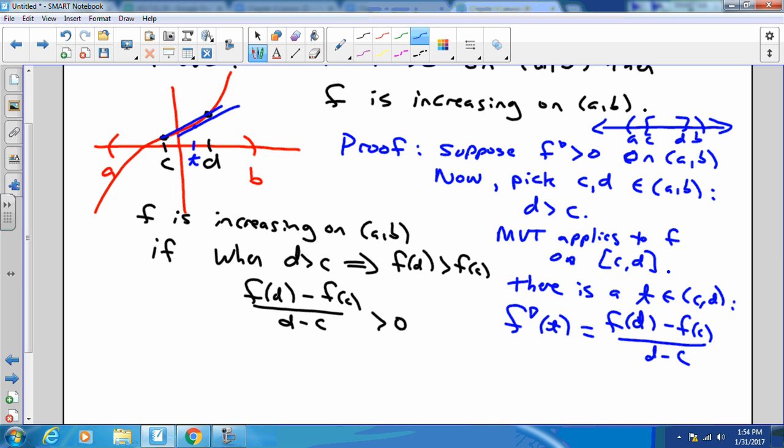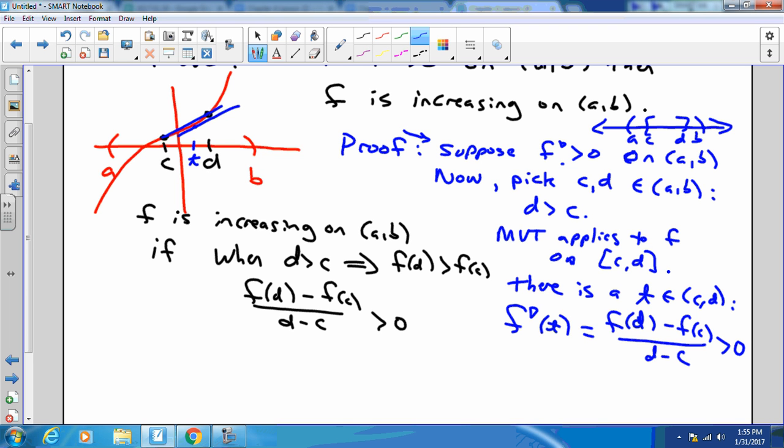But now, I don't know where t is. Looking at my graph, it looks like it's about right here, because what I'm saying is that there's a tangent line that is parallel to the secant line, right? So it looks like t is right about there. I don't know where this t is, but I know something about the sign of its slope. It has to be positive, because that was our supposition, that f prime is positive. And since f prime is positive, the average rate of change must also be positive. And if the average rate of change is positive for all c and d, then f is necessarily increasing.